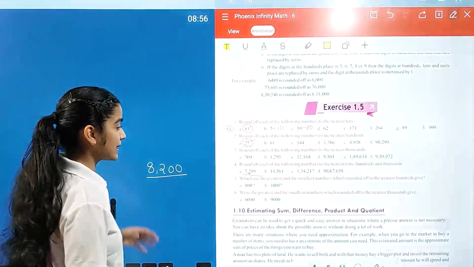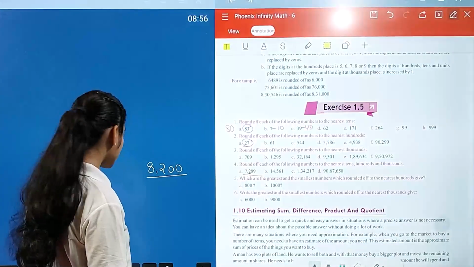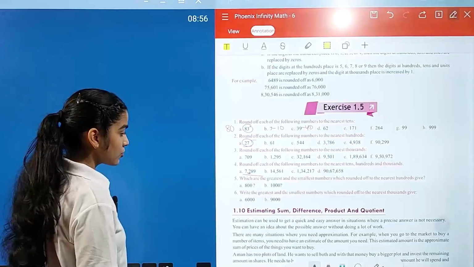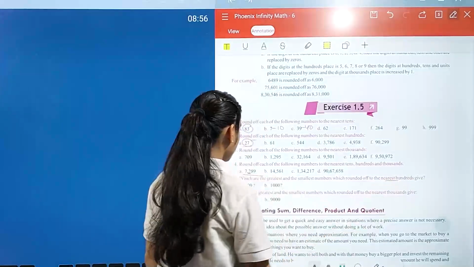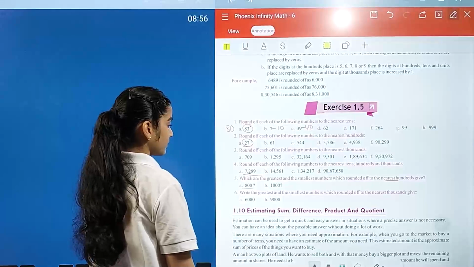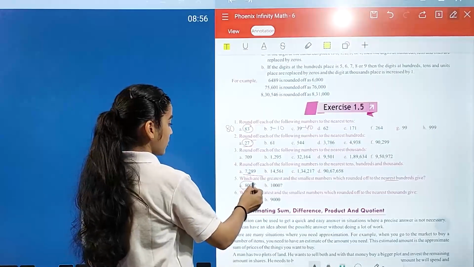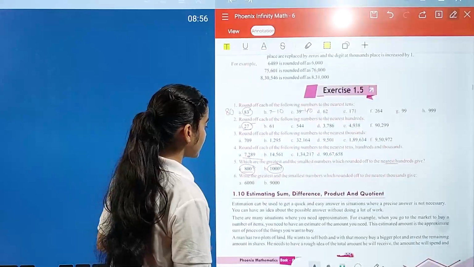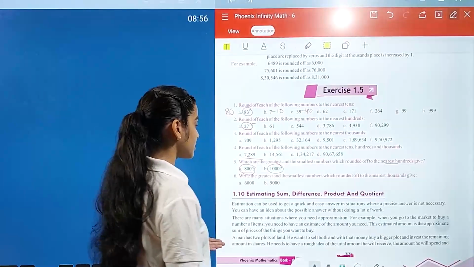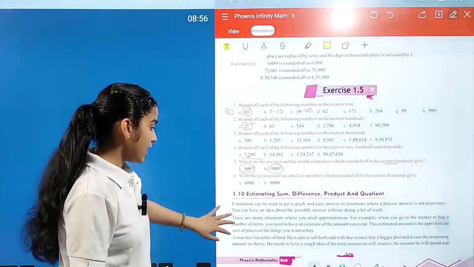Which are the greatest and the smallest number which, rounded off to the nearest 100, give 800? So 800 is the smallest and 1000 is the greatest to the nearest 100. Write the greatest and smallest number which, rounded off to the nearest 1000, give this. So you have to answer it.